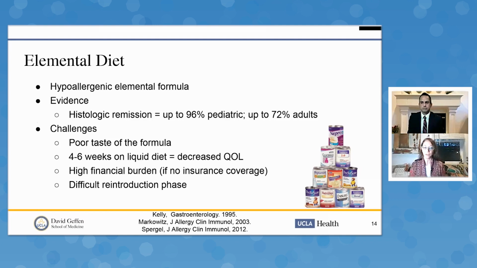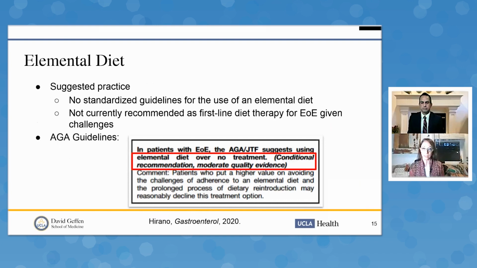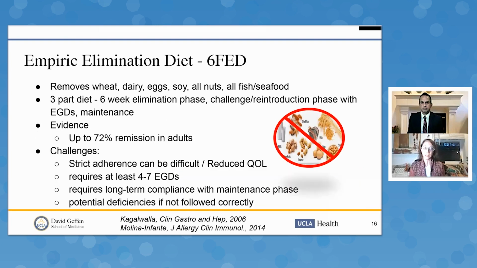And then there's also a high potential for financial burden, especially since insurance doesn't like to cover these types of elemental formulas. So it could end up costing the patient a lot of money. So for that reason, even though, yes, it does have moderate quality evidence, it's not really the first-line diet therapy we choose for our patients. We really want to instead utilize some of the other approaches that have really good evidence to support them. And that's mainly the empiric elimination diets.